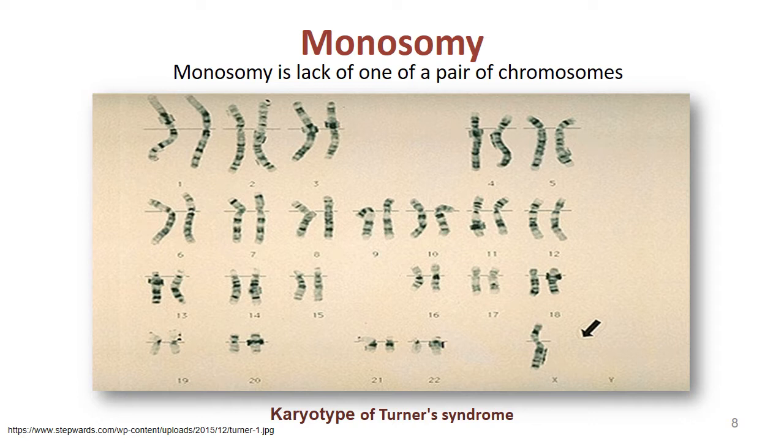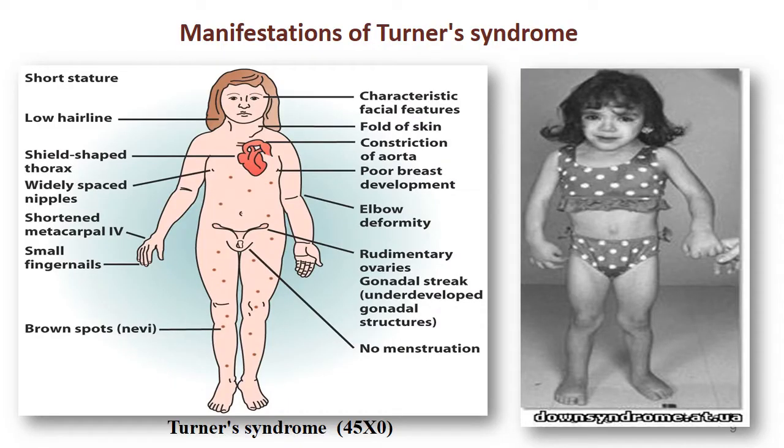Monosomy. Monosomy is lack of one of a pair of chromosomes. Monosomy is most commonly lethal during prenatal development. A common monosomy seen in many species is X chromosome monosomy, also known as Turner's syndrome. X0 individuals are genetically female, however, they do not mature sexually during puberty and are sterile. Here you see manifestations of Turner's syndrome.